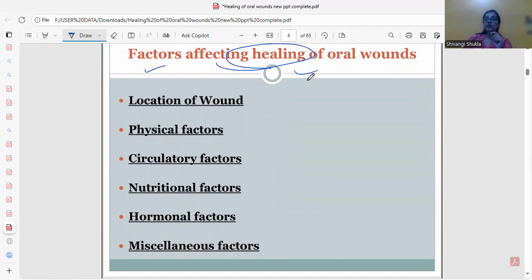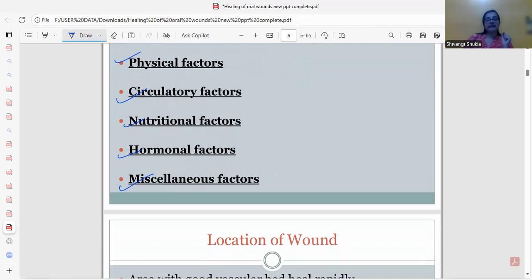अब oral wound हमेशा एक जैसा heal नहीं होगा. It can be affected by multiple conditions. जैसे wound का location कहाँ पे है, physical factors, circulatory factors, nutritional factors, hormonal factors, miscellaneous factors. We'll discuss them one by one in detail.